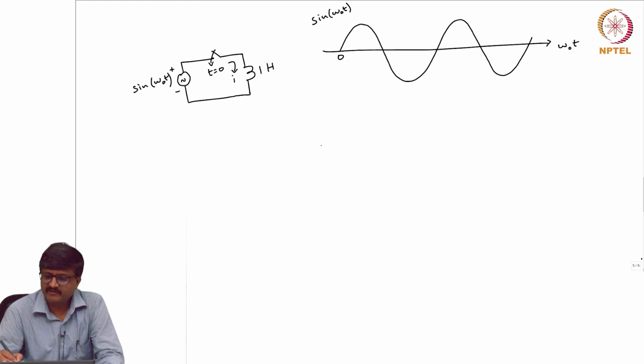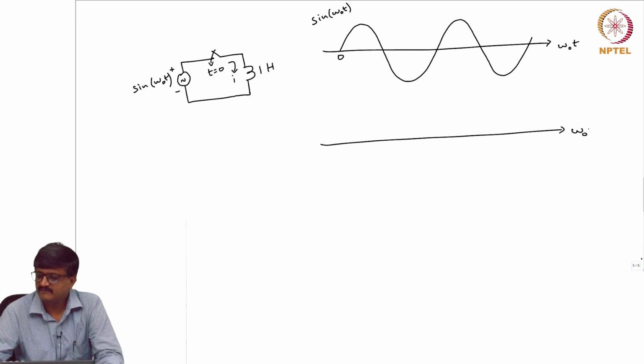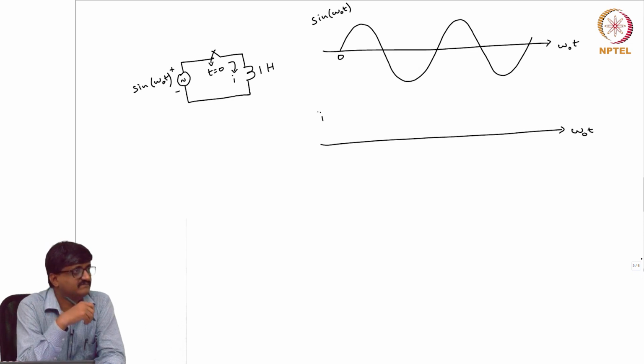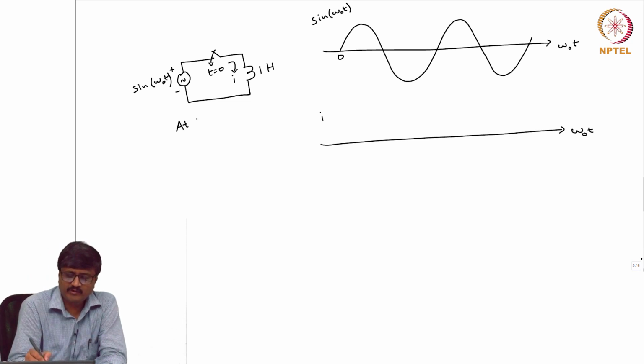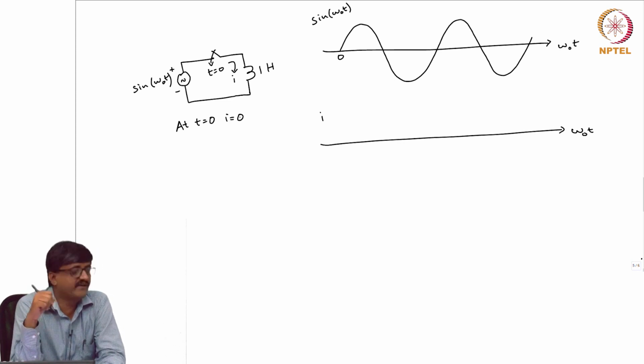Now, what will be the plot of current? Minus cos. Do you get minus cos omega_0 t if you solve this circuit? See, this circuit has a solution. Say, at t equal to 0, I is equal to 0. That should be satisfied because the switch is closed only at t equal to 0, so there is no current before closing the switch. So, if you take cos omega_0 t or minus cos omega_0 t as the expression for I, there is a problem. So, it is 1 minus cos omega_0 t.